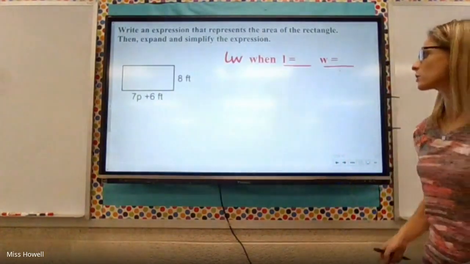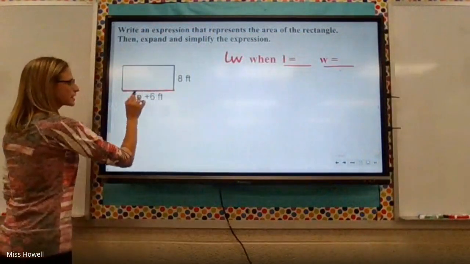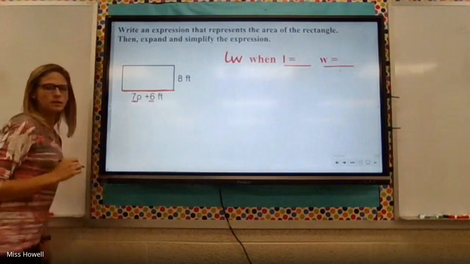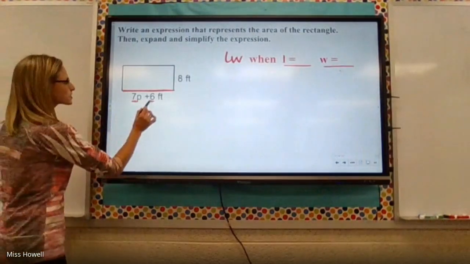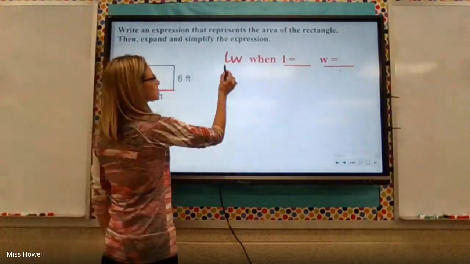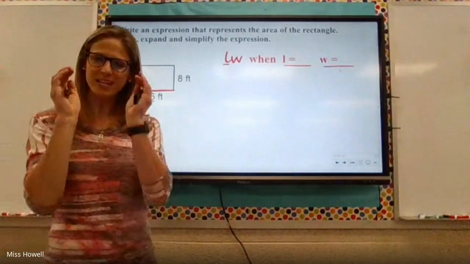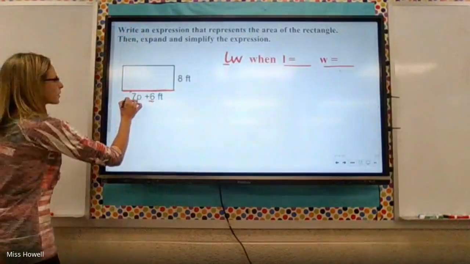Now, here's where things get a little bit tricky. This piece here is our length. It's our longer side. It's made up of 2 terms. So when we take something that's more than one term and we replace it into one variable in the problem, we have to group that whole thing together and show that it's one individual item called the length. So over here, I'm going to group all that together.